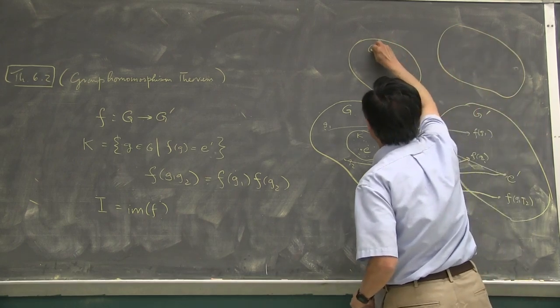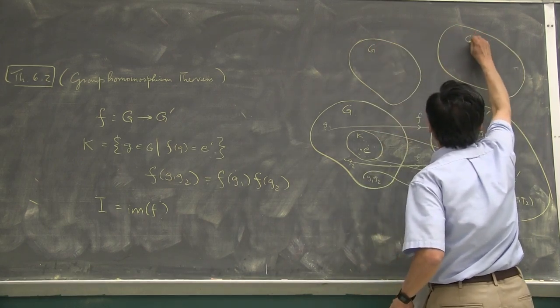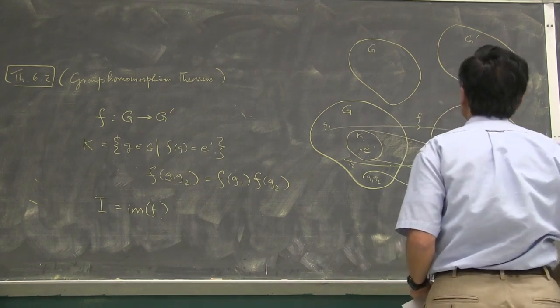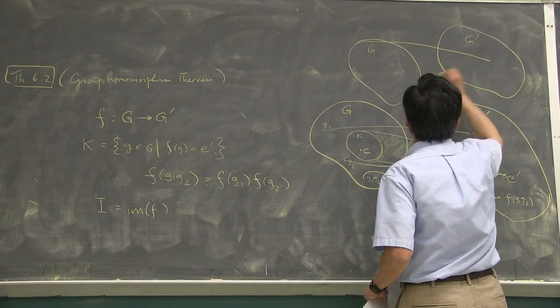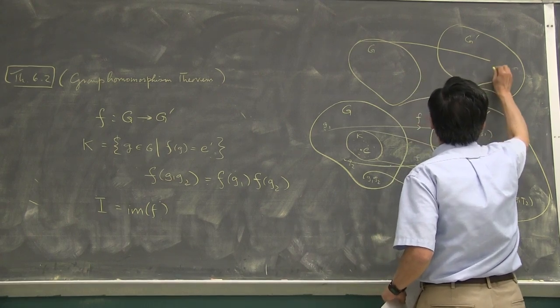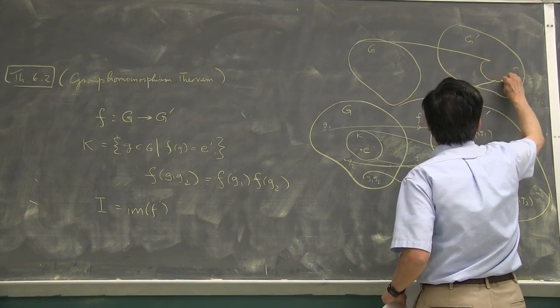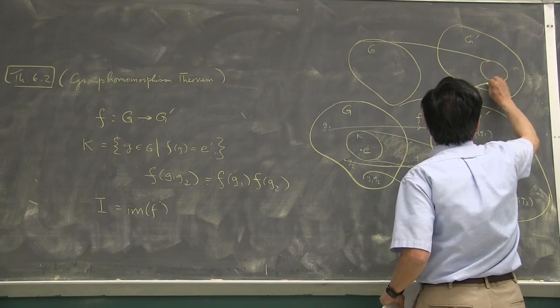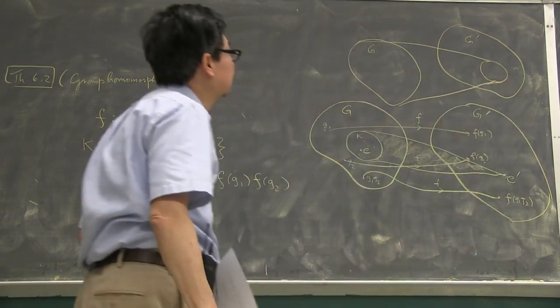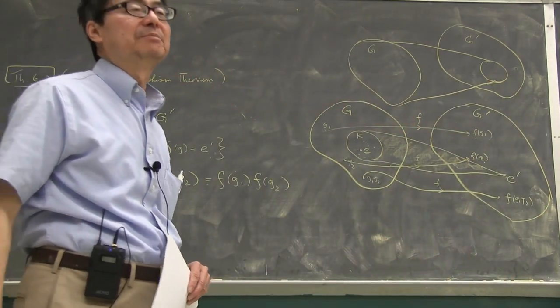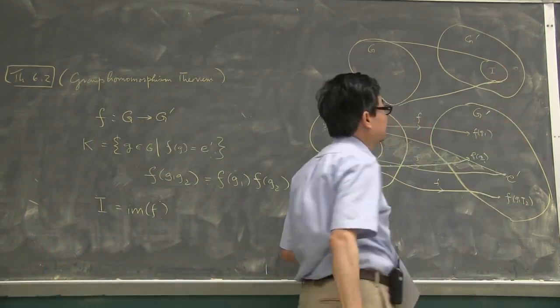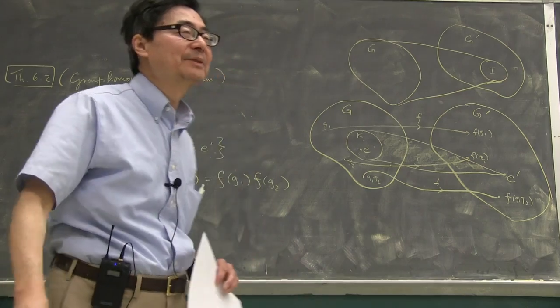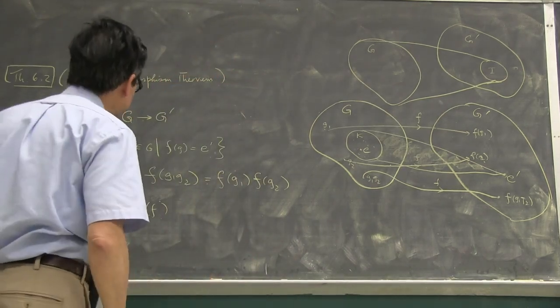Let's say that this is G, and this is G prime. Let's say all of the original group gets mapped to some subset of the other group by this mapping. Then of course this thing is called the image of the homomorphism. Okay, that thing is called the image of the homomorphism.